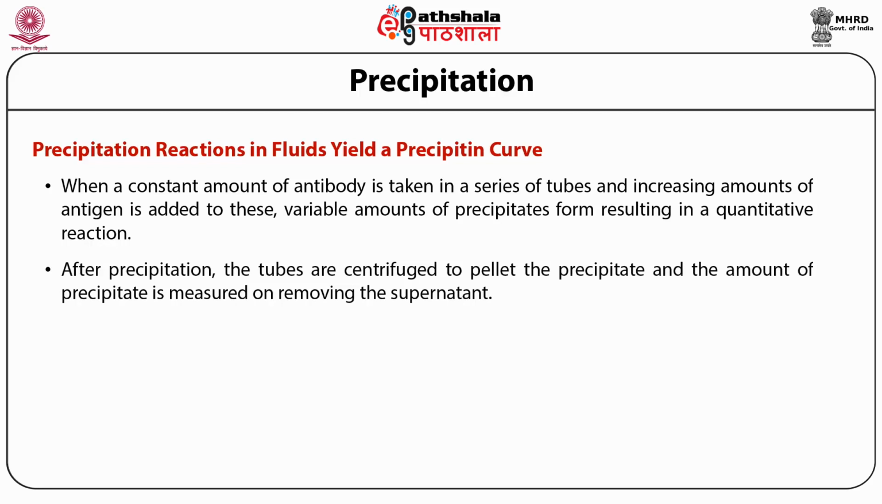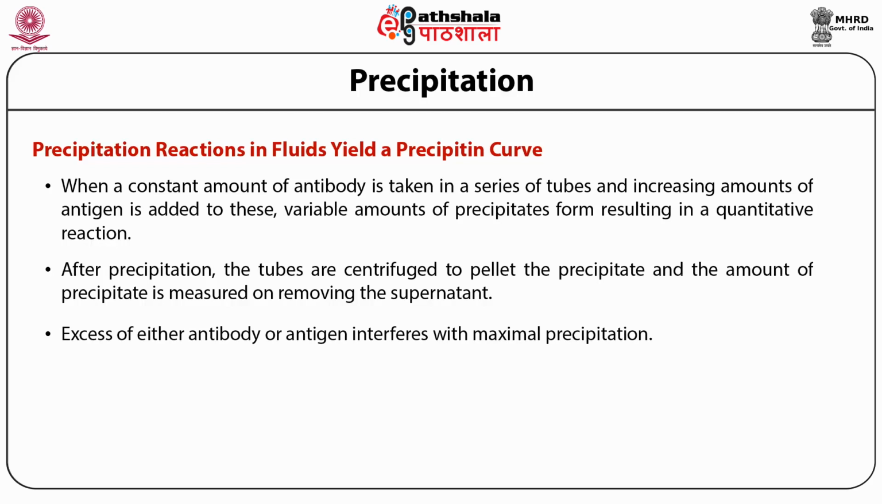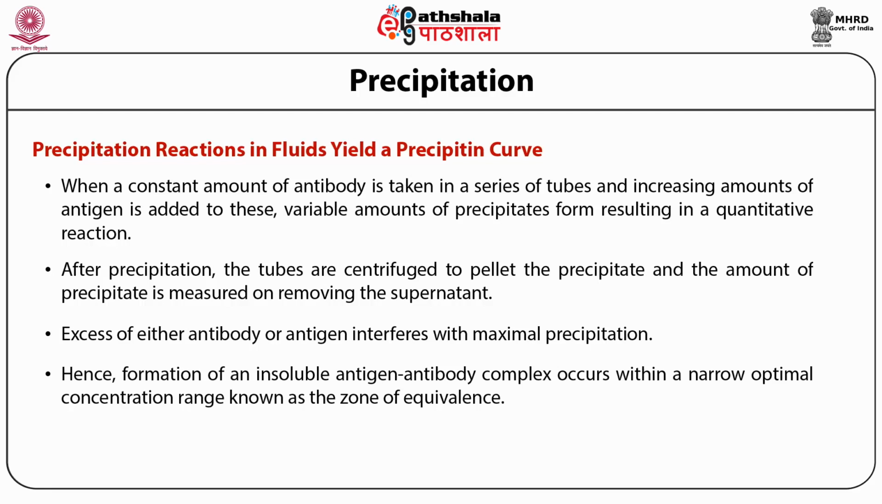After precipitation, the tubes are centrifuged to pellet the precipitate, and the amount of precipitate is measured on removing the supernatant. The amount of precipitate, when plotted against increasing antigen concentration, yields a precipitin curve. Excess of either antibody or antigen interferes with maximal precipitation. Hence, formation of an insoluble antigen-antibody complex occurs within a narrow optimal concentration range, known as the zone of equivalence.